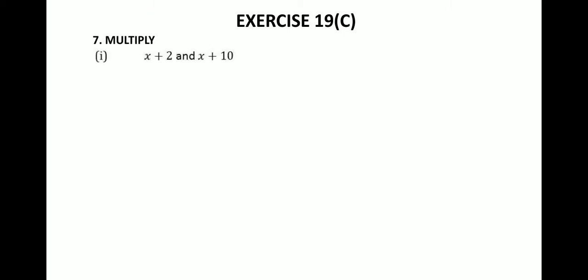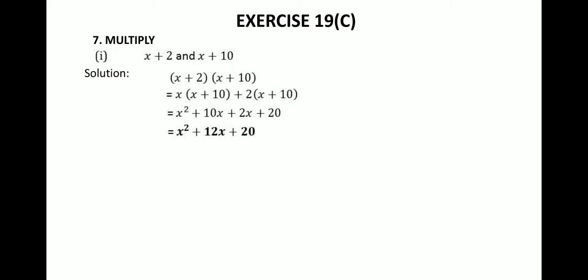Here you can see the two binomials. A binomial means an expression with two terms. X plus 2 is a binomial with x and 2 as its terms, and x plus 10 is another binomial. So if you have to multiply x plus 2 with x plus 10, how are we going to do it? Let's look at the solution.